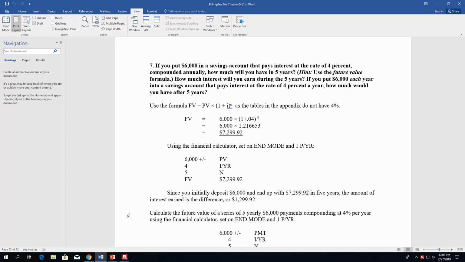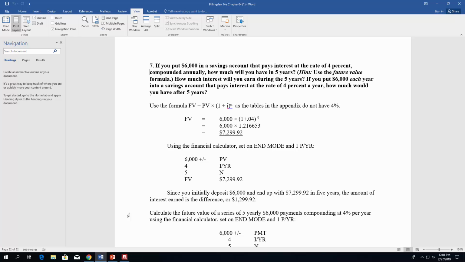And this one is saying if you put $6,000 in a savings account that pays interest at the rate of 4%, compounded annually, how much will you have in 5 years? So my first question is, could you actually do that manually? Sure you could. Is that the most expedient way to do it? No, because we've got those future value tables. That's what we use those for. So is this an annuity or a lump sum? I think it's a lump sum.